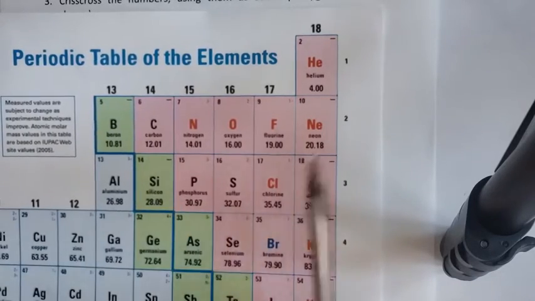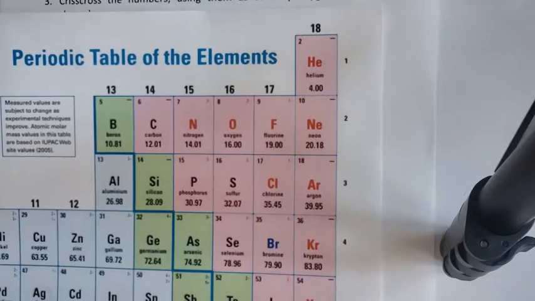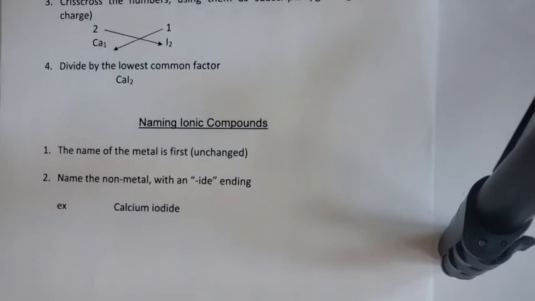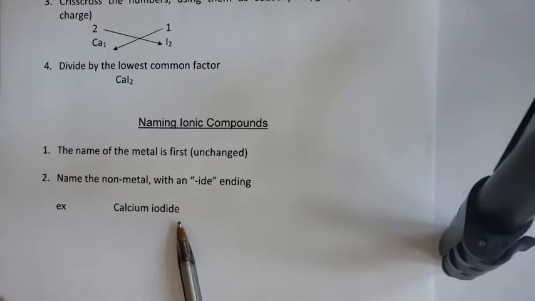So it's all these little pink ones, not the noble gases. The ending changes to "ide." So the metal stays the same, but the non-metal ending changes to "ide." So this example becomes calcium iodide.